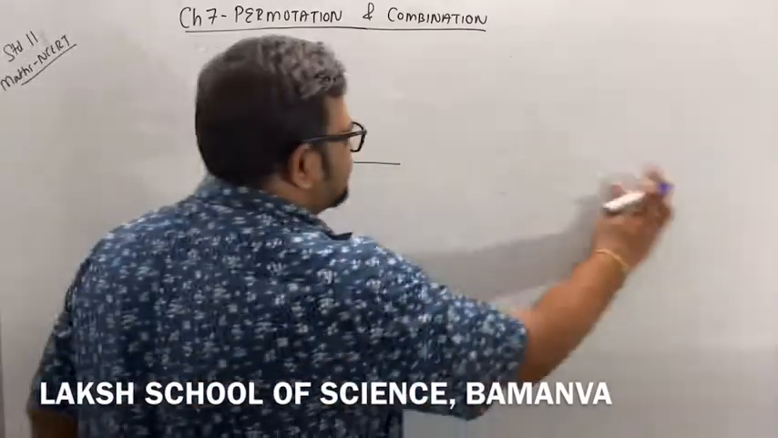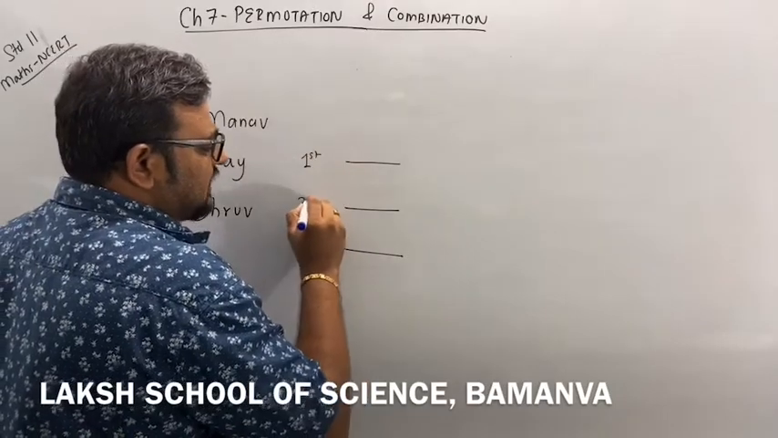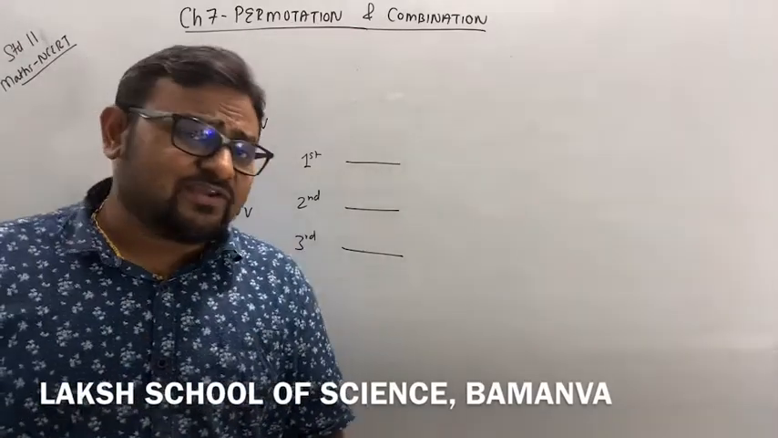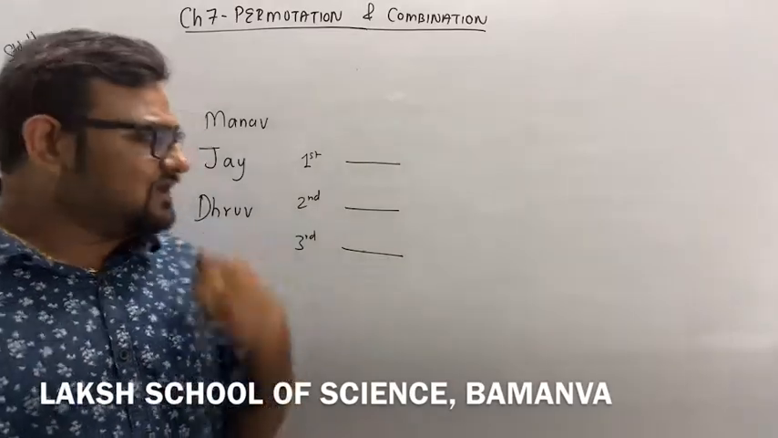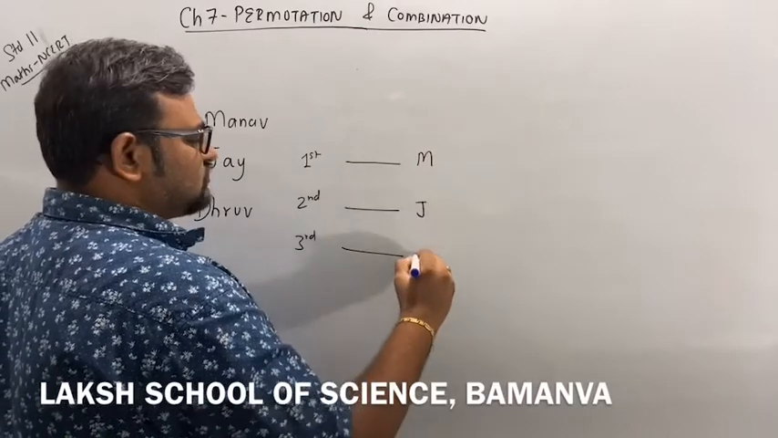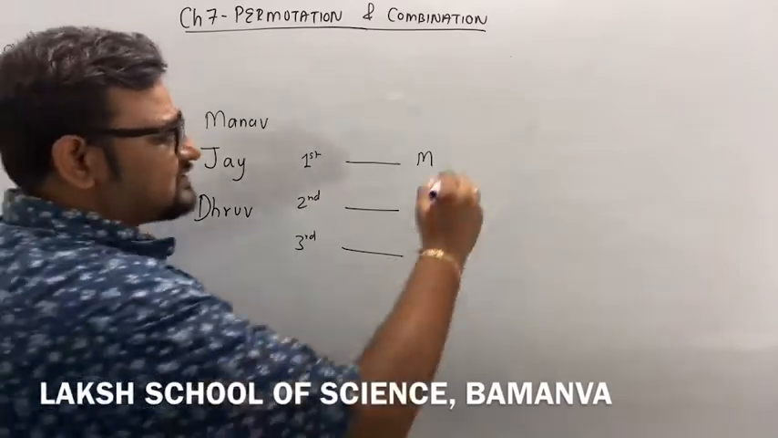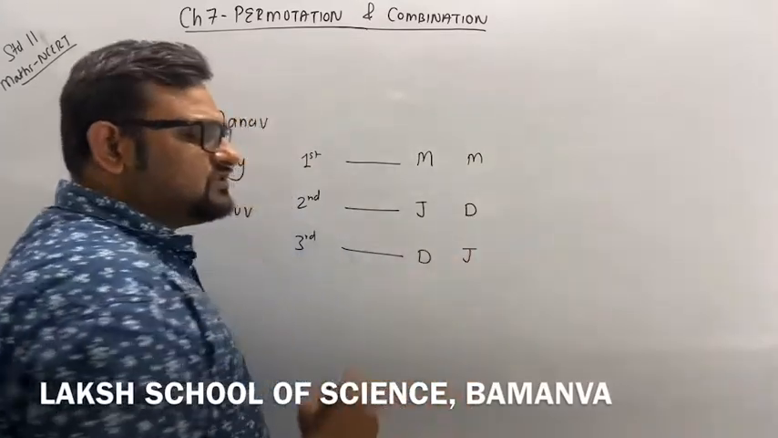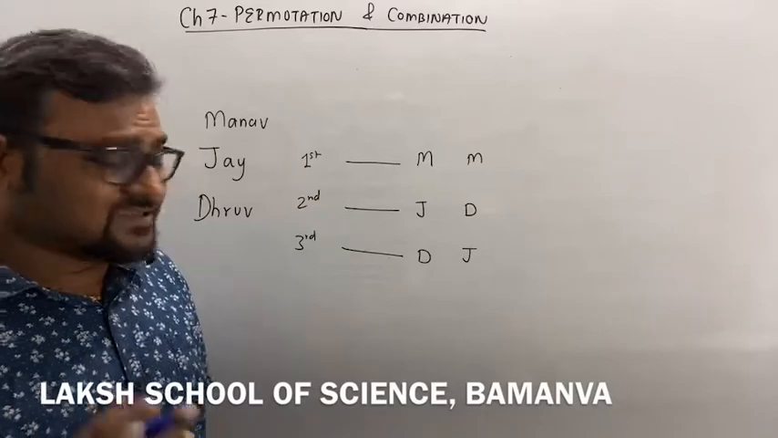Let me write it this way. One, two, three. This is the first bench, second bench, third bench. Now, in how many different ways can I arrange these three students? Let's say at the first bench I tell Manav to sit, Jay to sit, Dhruv to sit. This is one way. Or else, first bench Manav, second bench Dhruv, third bench Jay. This is the second way.